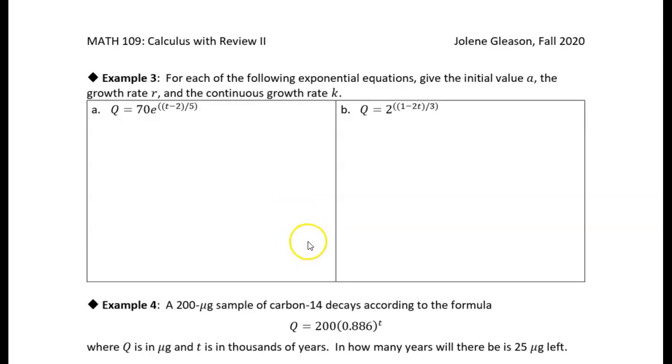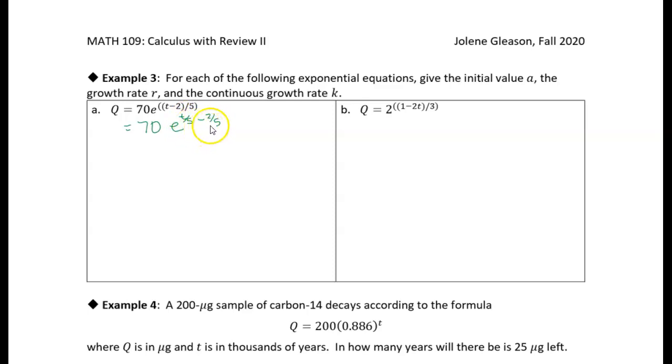Let's use the properties of exponents and rewrite these so that they are in one of the forms that we are familiar with. So what I can do here on this first one, now I've got this 70, but I'm going to break this up. I can rewrite this as e to the t minus 2 over 5, so I'm going to write it as t over 5 minus 2 over 5. I'm just going to distribute that 1/5. And so now I have an exponent that's a difference.